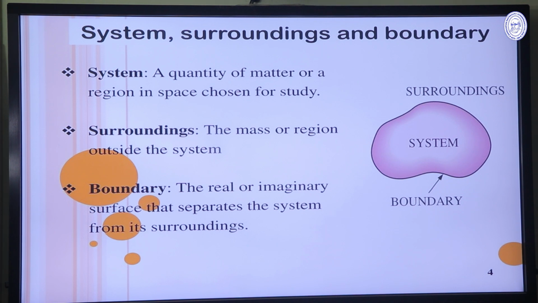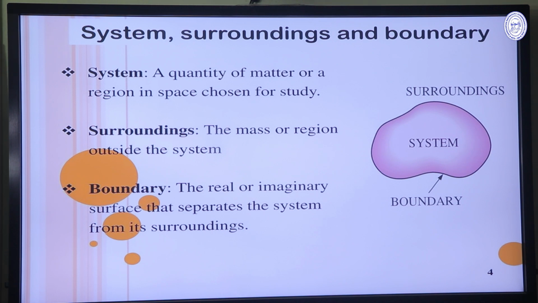Now system. What is a system? System means, as it's written here, a quantity of matter or a region in space chosen for study. That means the system is the particular thing or subject that I am studying, or suppose it is me who is giving a lecture right now. So I am the system, and the rest of the place, the portion outside the system, is known as the surrounding, as you can see in this diagram.